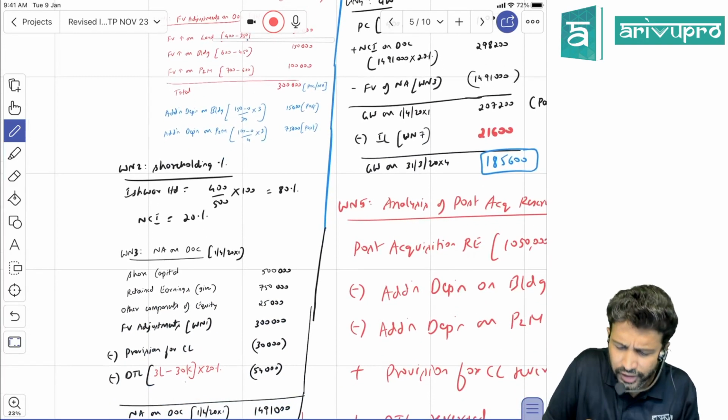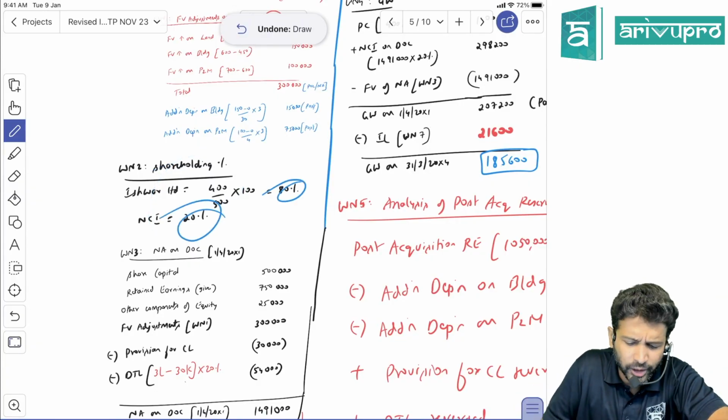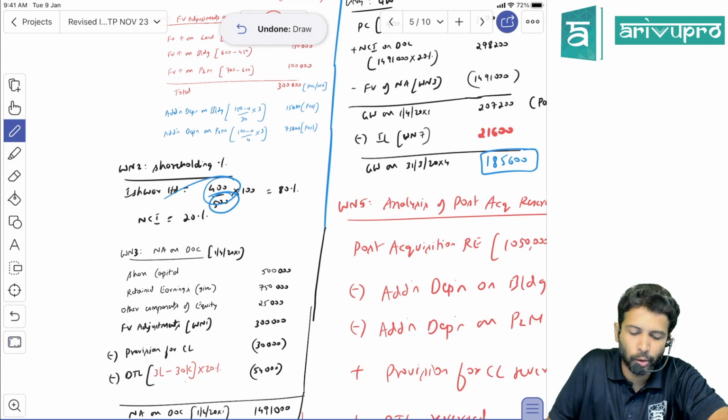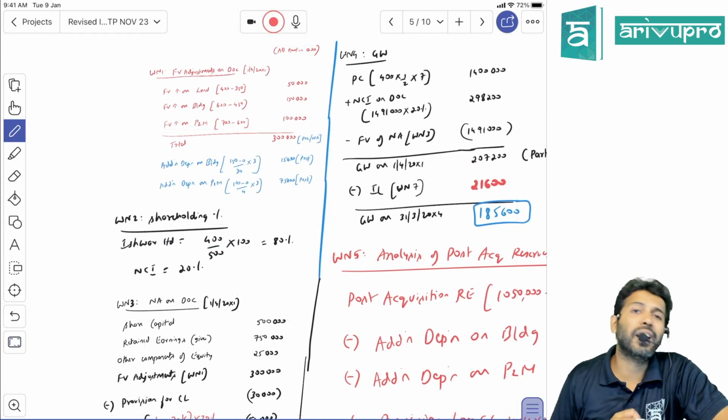Okay, so I've also prepared a shareholding percentage as a working note. If you want, you can do it, or otherwise it's okay. We already got to know it is 80-20, right? Because out of 500 million, 400 million is acquired by parent, so 80%. All right. Now they have given an adjustment relating to fair value adjustment.